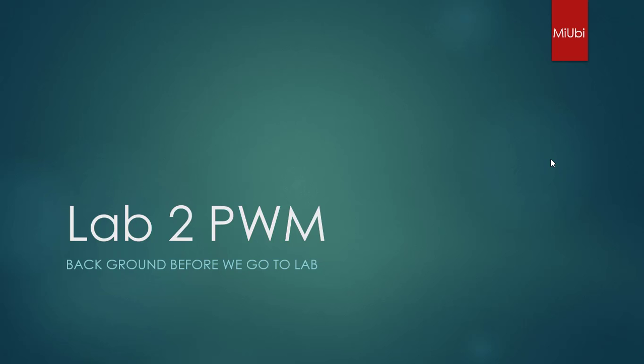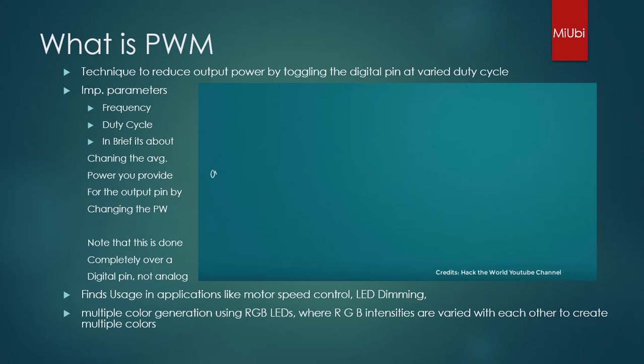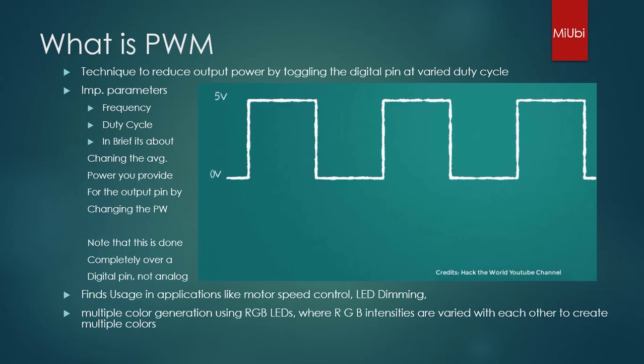Hello. In this lecture, we'll see a little bit on pulse width modulation. To cover this, we should know two important parameters. One is the frequency at which you are operating the pin, and one is the duty cycle. Duty cycle is nothing but how much time you are on and how much time you are off. Suppose you are on for 50% of the time and 50% of the time you are off, then we say the duty cycle is 50%.